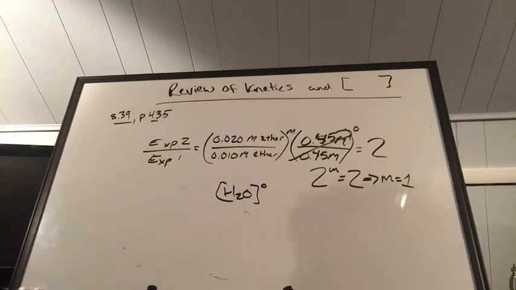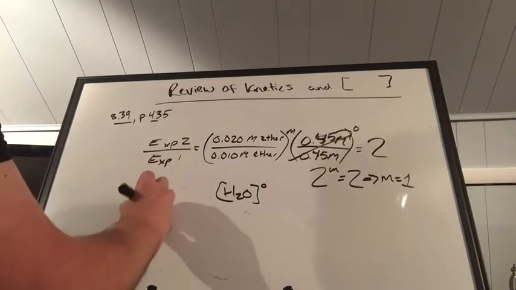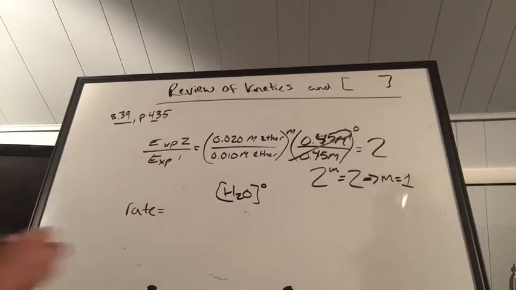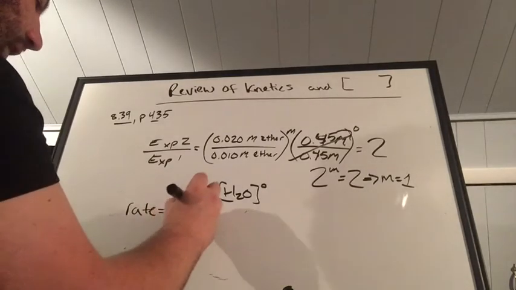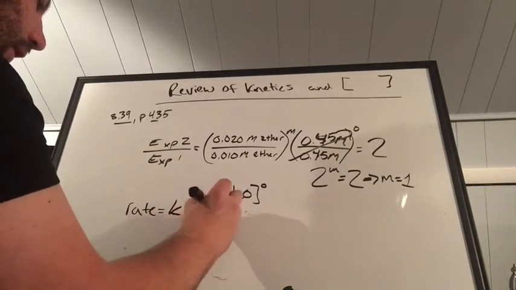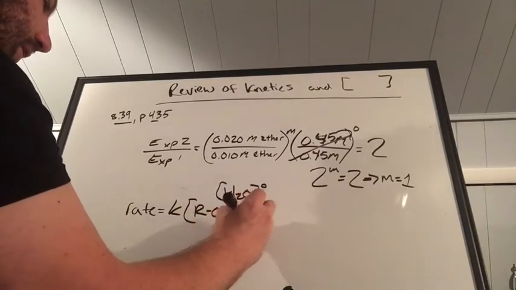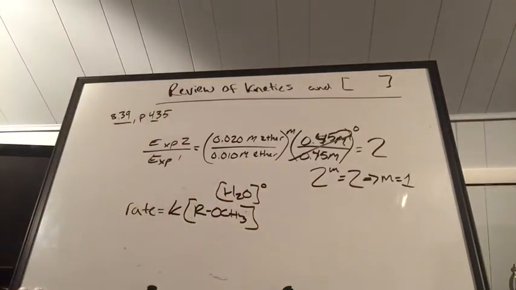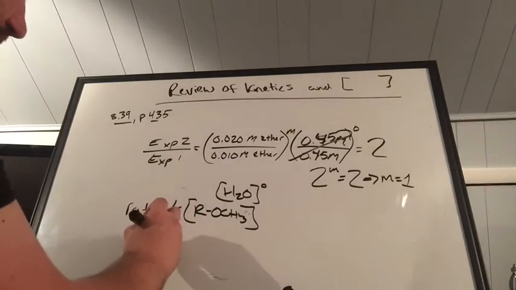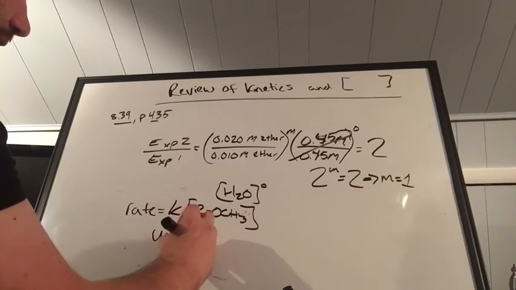So that means that the rate law is going to be equal to k times R-OCH3, the ether, and that's it. Water is not going to be expressed in the rate law, is what I was trying to get at. So in other words, it's going to be unimolecular.